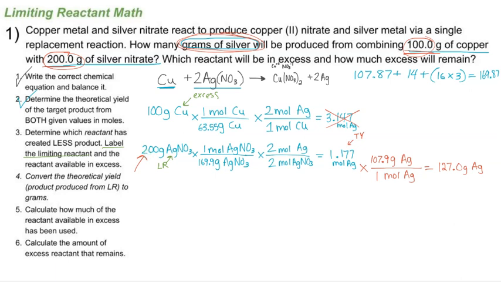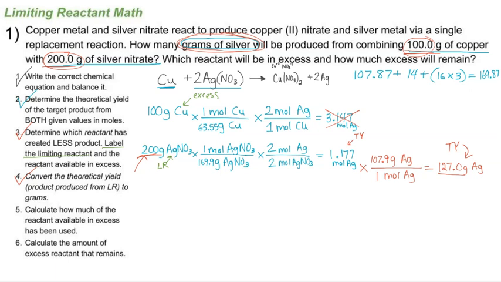So 200.0 has 4 sig figs, so our answer should also have 4 sig figs here. Alright, so this is our theoretical yield in the desired unit, so we'll label that. So we labeled this, we converted the theoretical yield to grams. Now we just need to figure out how much of the excess reactant was used up, and then we can calculate out how much still remains.